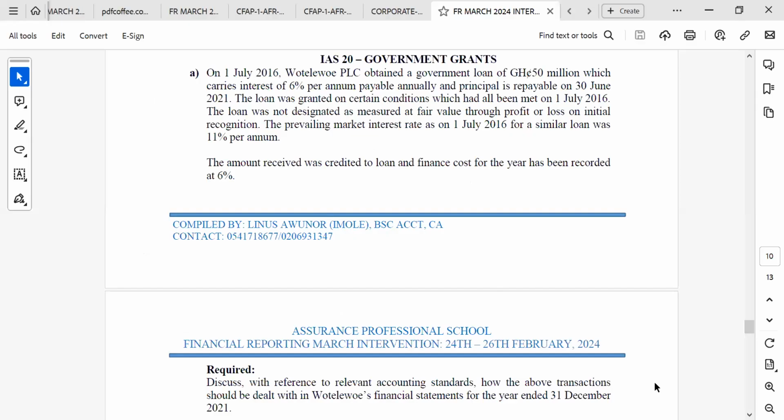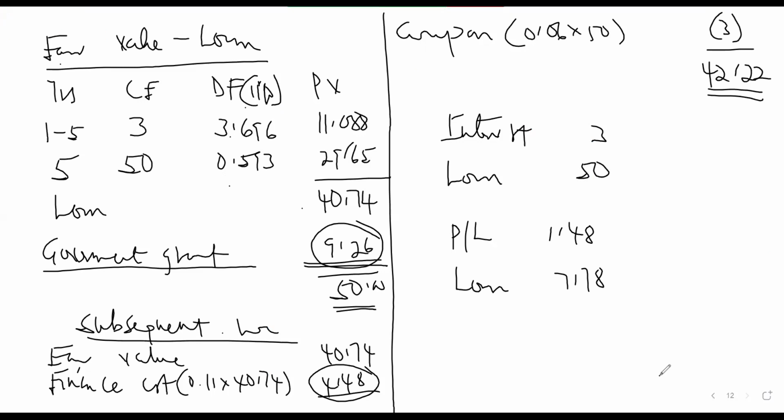Oh, the interest should be 6 months. Sorry. The interest should be 6 months. It's not a full year. The loan was given in July, so the interest should be 6 months. July to December is 6 months. So you just multiply this by 6/12. So the coupon will not come here.